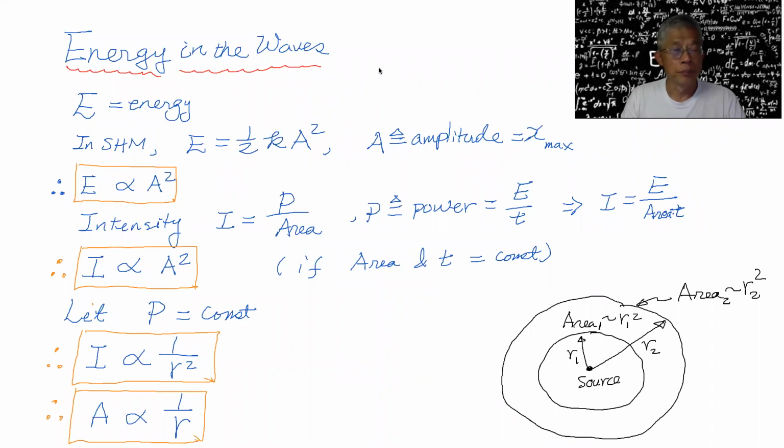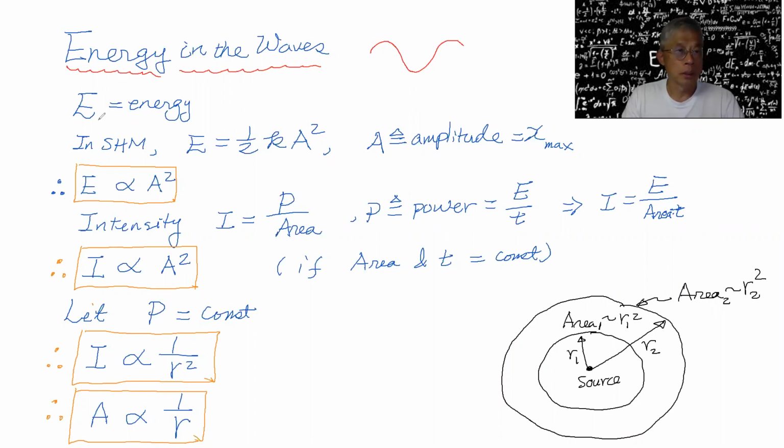Energy in a wave. Energy is transported in a wave. As energy propagates in space, the wave carries energy. So when the wave is moving, it has energy in it. So how do we calculate this energy? Or how do we think about this energy?